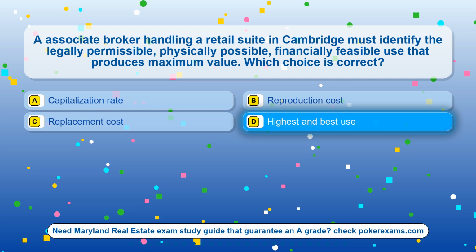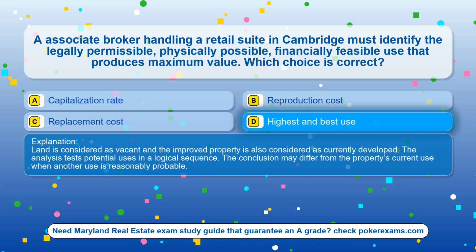The correct answer is option D, highest and best use. Land is considered as vacant and the improved property is also considered as currently developed. The analysis tests potential uses in a logical sequence. The conclusion may differ from the property's current use when another use is reasonably probable.